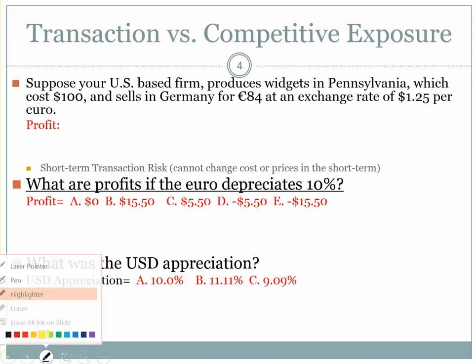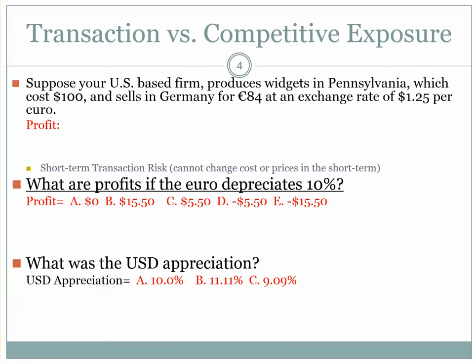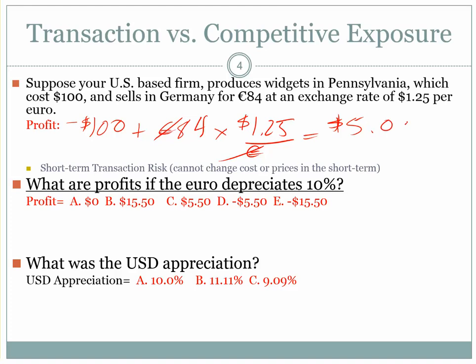So here's an example. Suppose you're a US-based firm that produces widgets in Pennsylvania, which cost $100 to produce, and then sells them in Germany for 84 euros at an exchange rate of $1.25 per euro. In this case, my profits would be 84 euros, which I would sell at an exchange rate of $1.25 per euro, minus the $100 cost to produce the widget, and I'd receive $5 per widget.